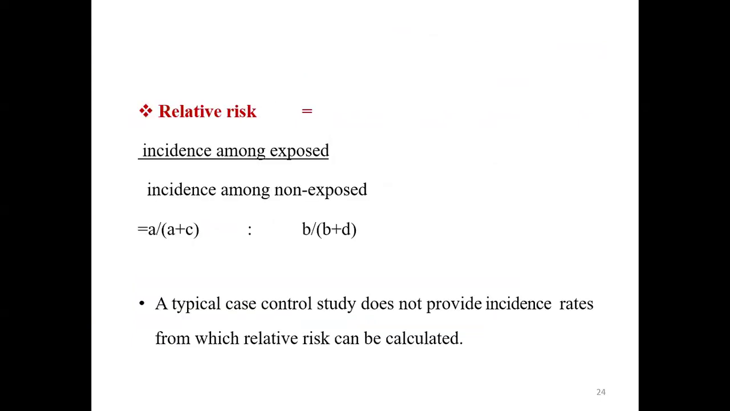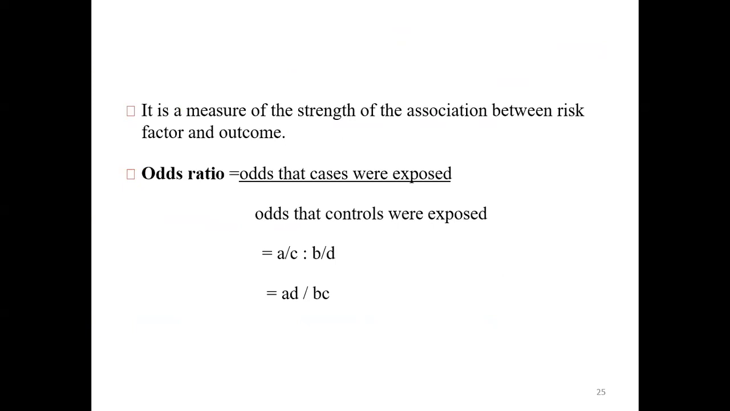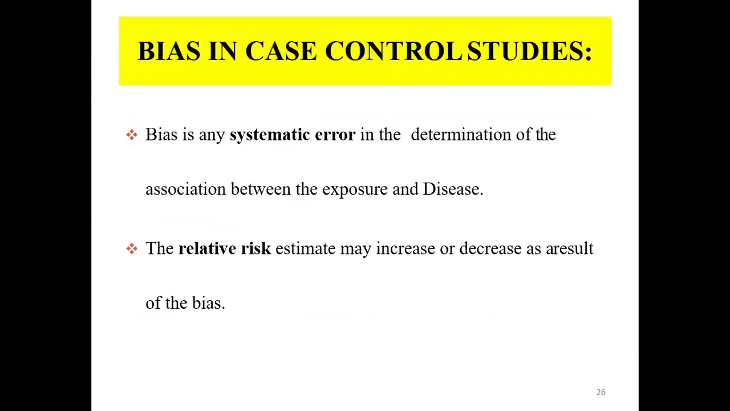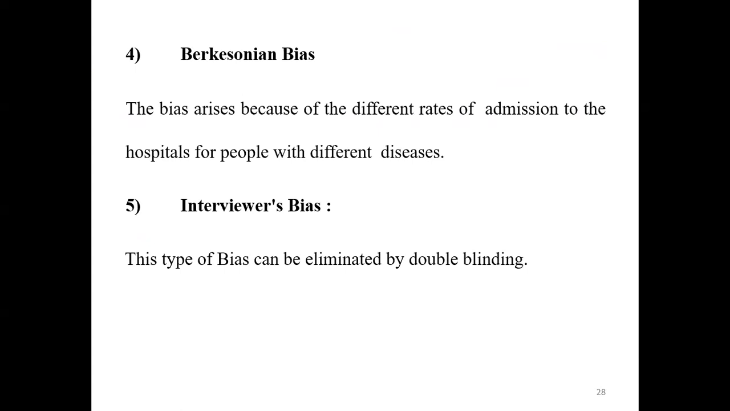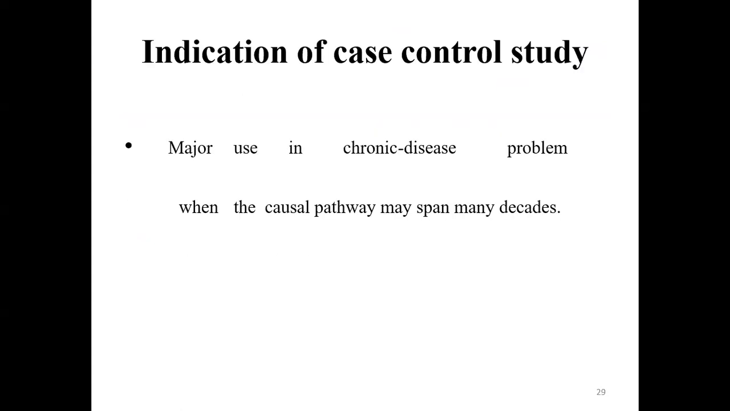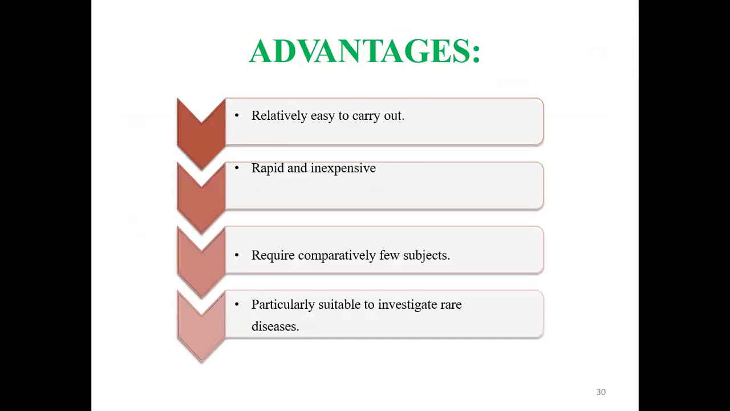The relative risk, the formula is incidence among exposed divided by incidence among non-exposed. Odds ratio, it is a measure of strength of association between the risk factor and outcome, which is equal to AD upon BC. Bias in case control study. Bias is any systematic error in the determination of association between the exposure and disease. The relative risk estimate may increase or decrease as a result of the bias. So bias can be of different types, like bias due to confounding, memory or recall bias, selection bias, Berksonian bias, and interviewer's bias. Indications of case control study in the chronic disease problem, mainly.